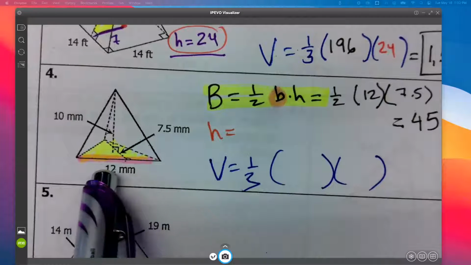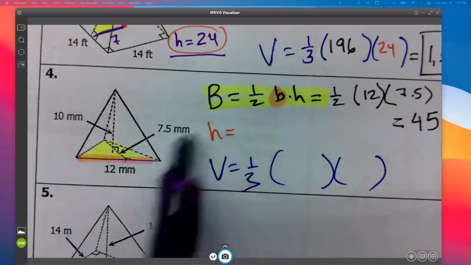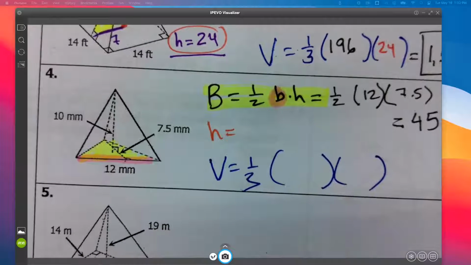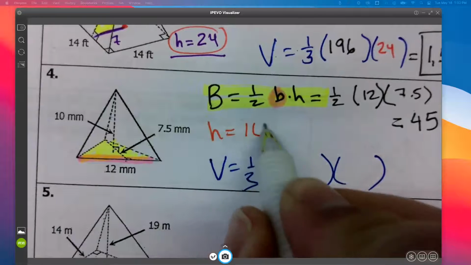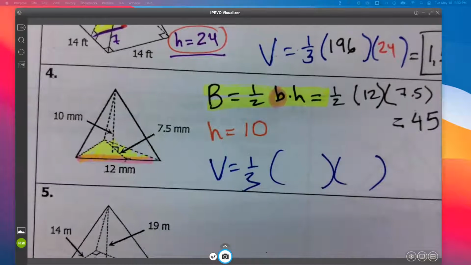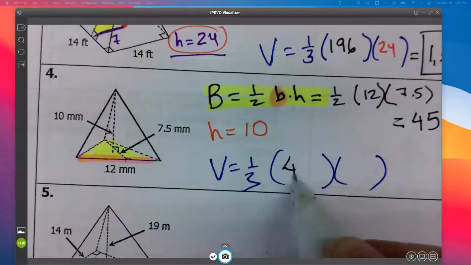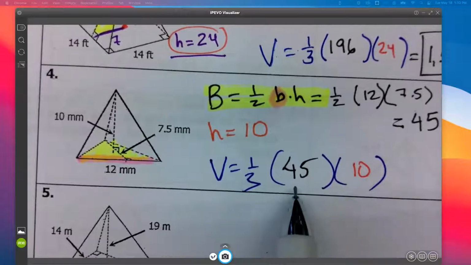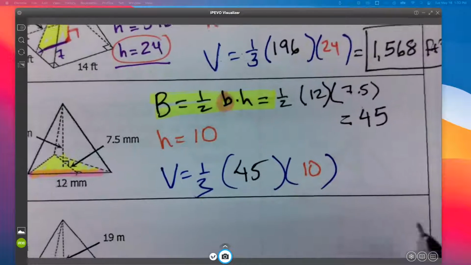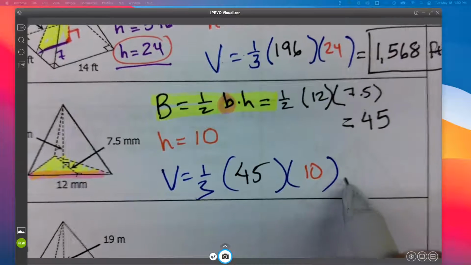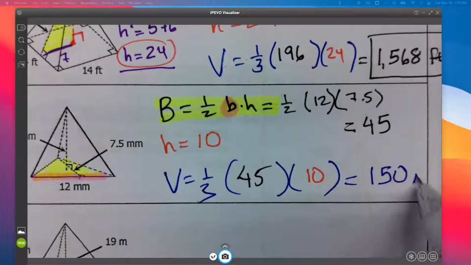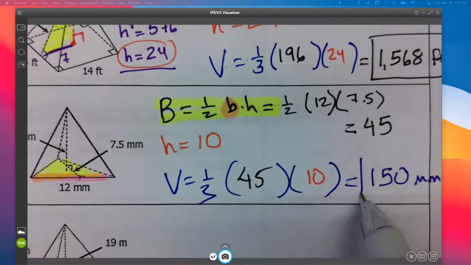And now I can get out of the yellow. When I start talking about this red H, I'm talking about the three-dimensional figure. What's the height of the three-dimensional figure? 10. So 1/3 of 45 is 15 times 10, 150 millimeters cubed, because it's volume.